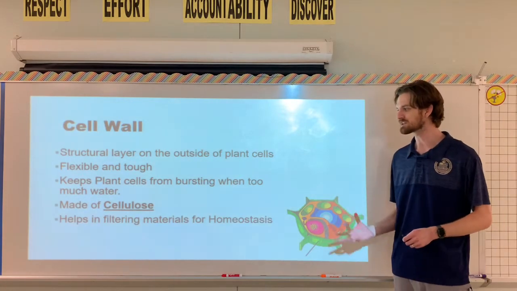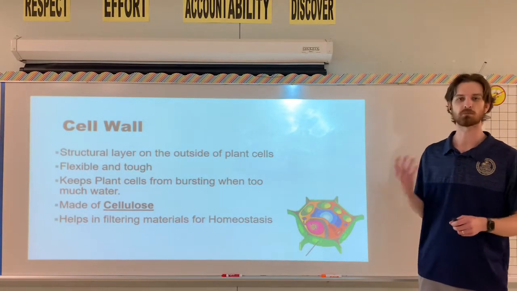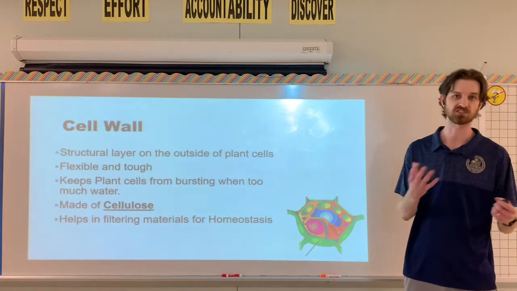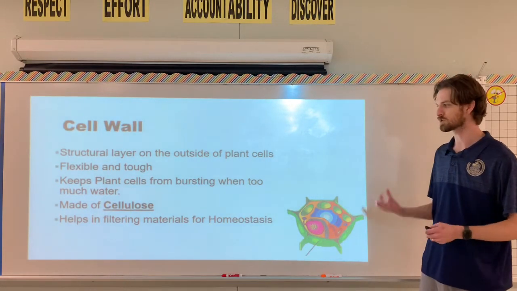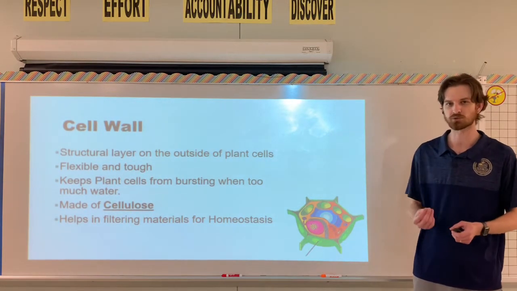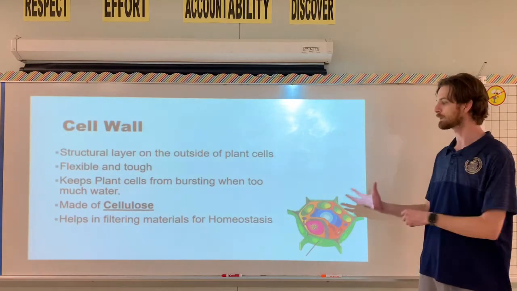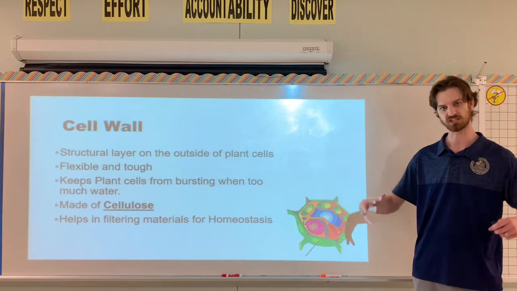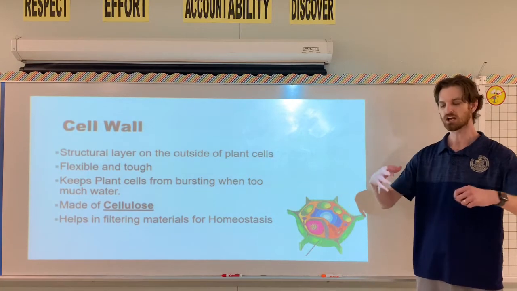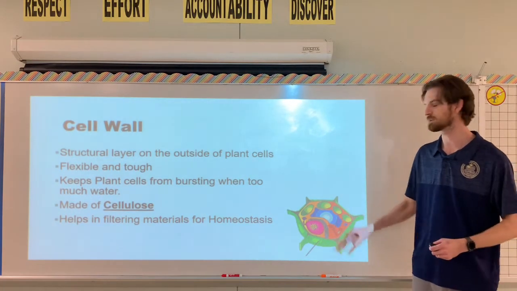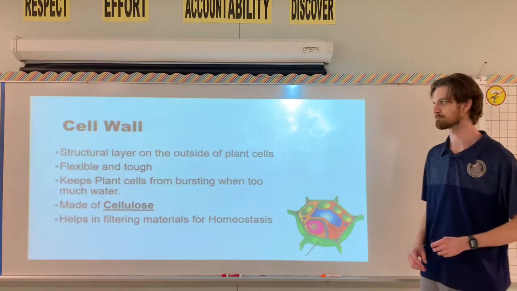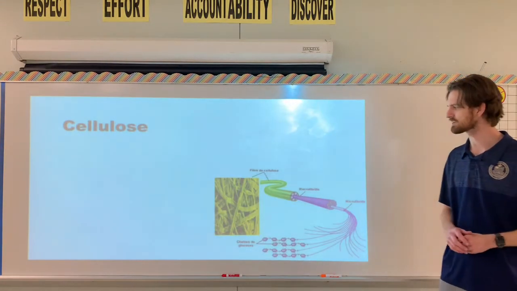So this keeps it from reaching a point where it'll fall apart, and it maintains its homeostasis with the external. So it does help in a little bit of filtering materials, just like the cell membrane as an extra barrier. But overall, its main function is to keep that shape of the plant cell and keep it from popping, from having too much extra water stored up inside of it. All right, so let's talk about cellulose a little bit deeper.